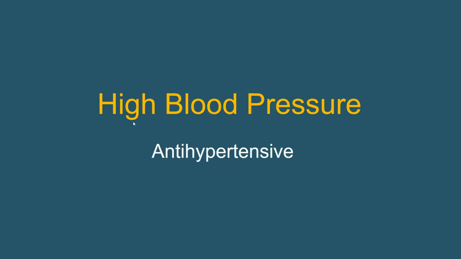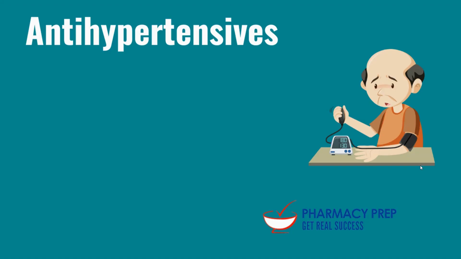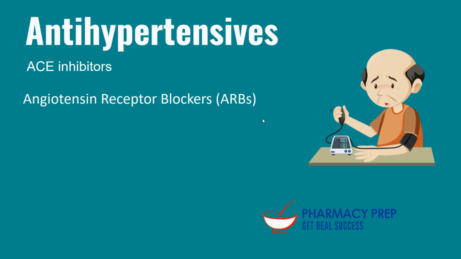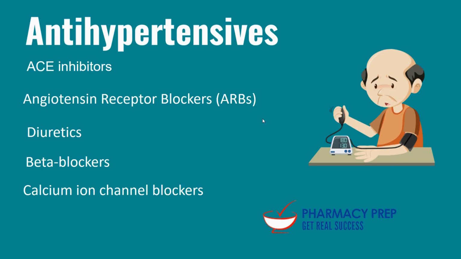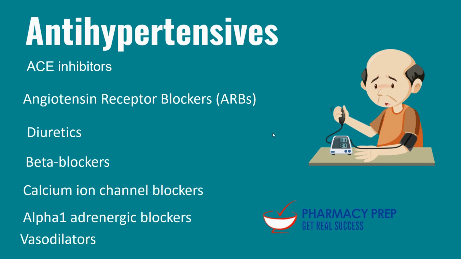Next class of drugs are high blood pressure medications, also known as antihypertensive drugs. Among those antihypertensive drugs, the most commonly seen drug classes are ACE inhibitors, also known as angiotensin converting enzyme inhibitors, and angiotensin receptor blockers, and then diuretics, beta blockers, calcium ion channel blockers, and alpha adrenergic blockers. So there are major classes of drugs in these categories. First, let's start with ACE inhibitors.